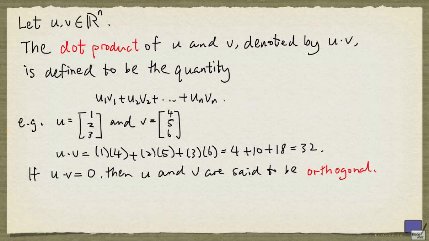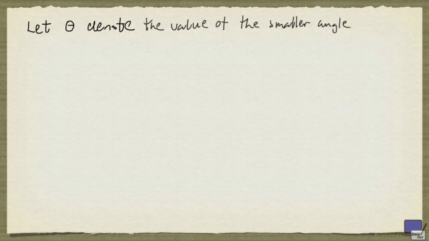When n is 2 or n is 3, if neither u nor v is the zero tuple, then the dot product of u and v is 0 if and only if the arrows representing u and v form a right angle. In fact, a little bit more can be said. Say we let theta denote the angle between u and v.